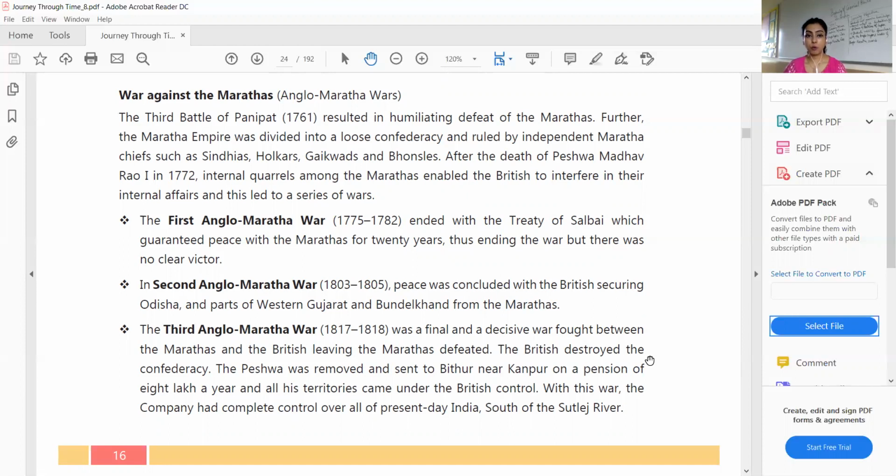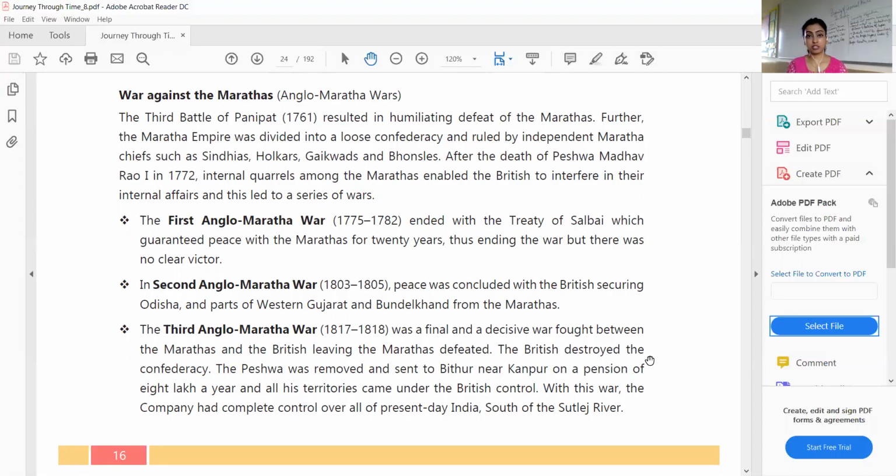Then the third Anglo-Maratha War, which took place between 1817 and 1818, was the final war between the Marathas and the British, and here also the Marathas got defeated. Here the British destroyed the Confederacy. The Confederacy, you remember that the Maratha kingdom was divided into small units, and in each unit there was a Maratha chief or a Maratha ruler. So after the Marathas got defeated in the third Anglo-Maratha War, the Peshwa, the ruler of the Marathas, was removed.